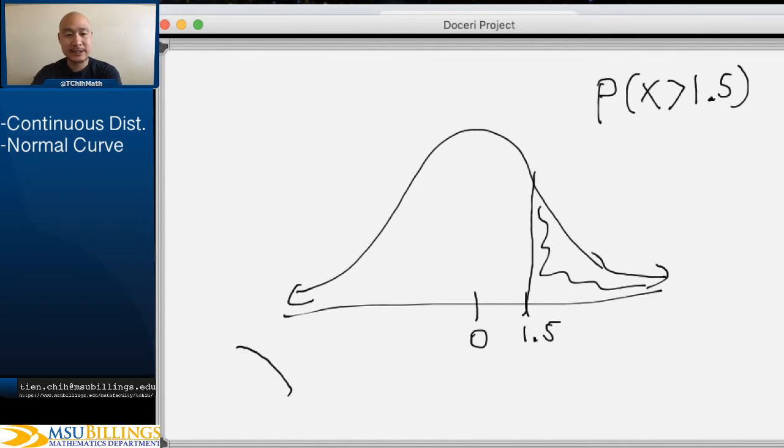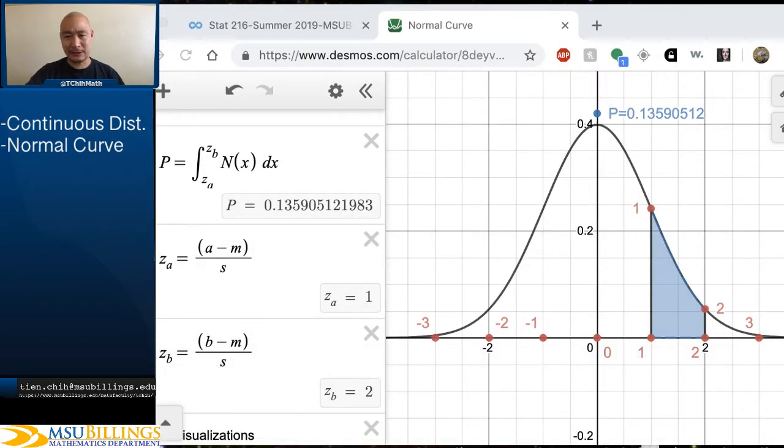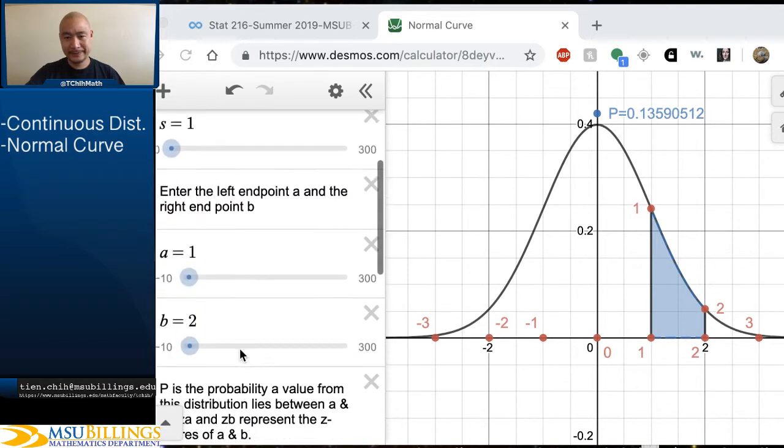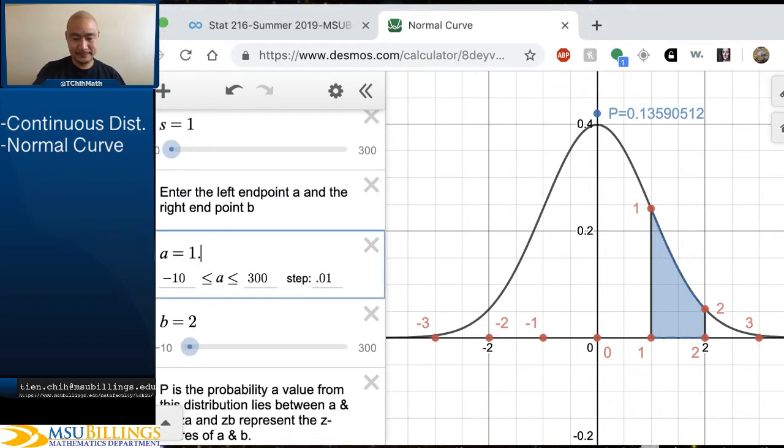So we're essentially looking for this area here, right? And what we notice is that if x is greater than 1.5, there's no real upper bound to this, right? And so if I go back to my curve here, I can set my left bound to be 1.5, but it's not clear, maybe right off the bat, what my right bound ought to be.